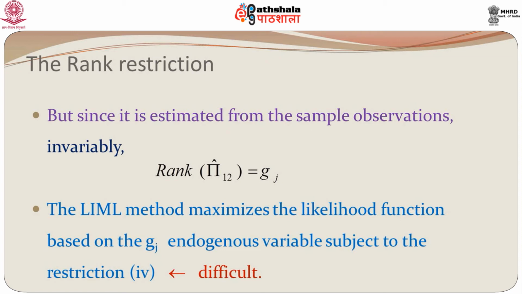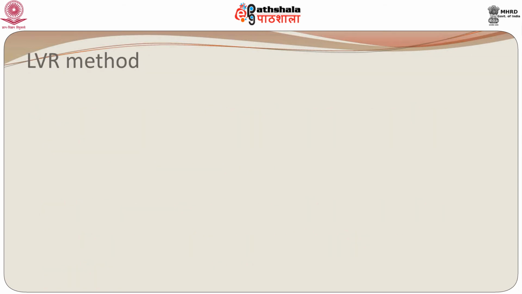In this case, the LIML method maximizes the likelihood function based on the g j endogenous variables subject to the restriction 4, that the rank of pi 1 2 hat is equal to g j minus 1. This is difficult, but not impossible. It can be mathematically shown, but the mathematics is rather cumbersome and tedious. So, we will omit the mathematics here, and instead we will look at the least variance ratio method, and we will see its relation with the LIML method.